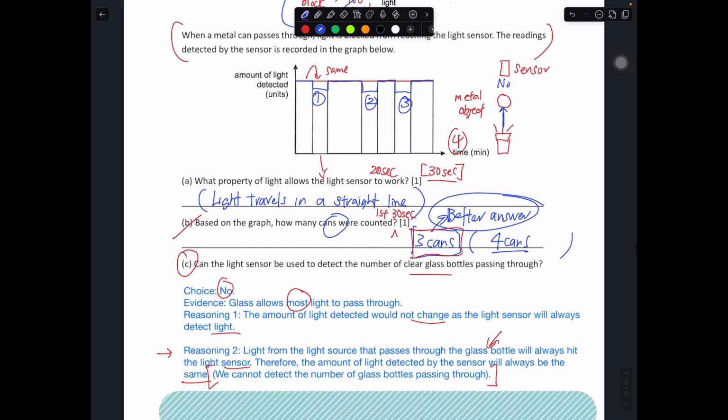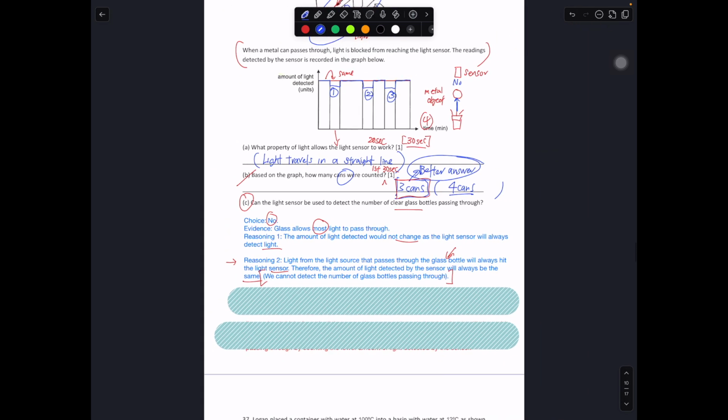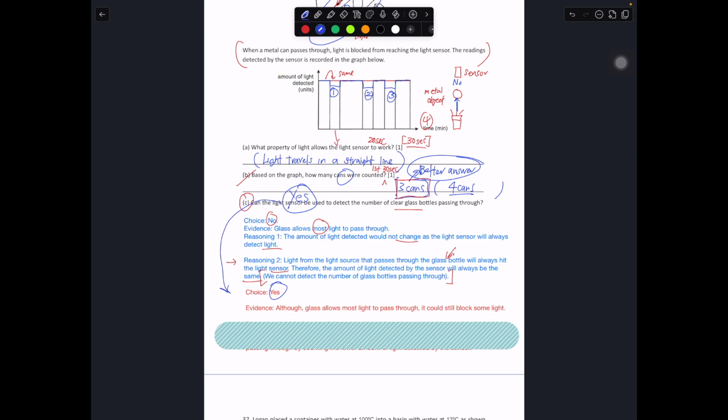Okay, so this is how you can do so if you want to say the glass bottle still can be detected. So those of you that want to say yes, it can be done, this is how you should do it. Yes, although the glass bottle allows most light to pass through, it could still block some light, so there will be less light detected by the sensor.